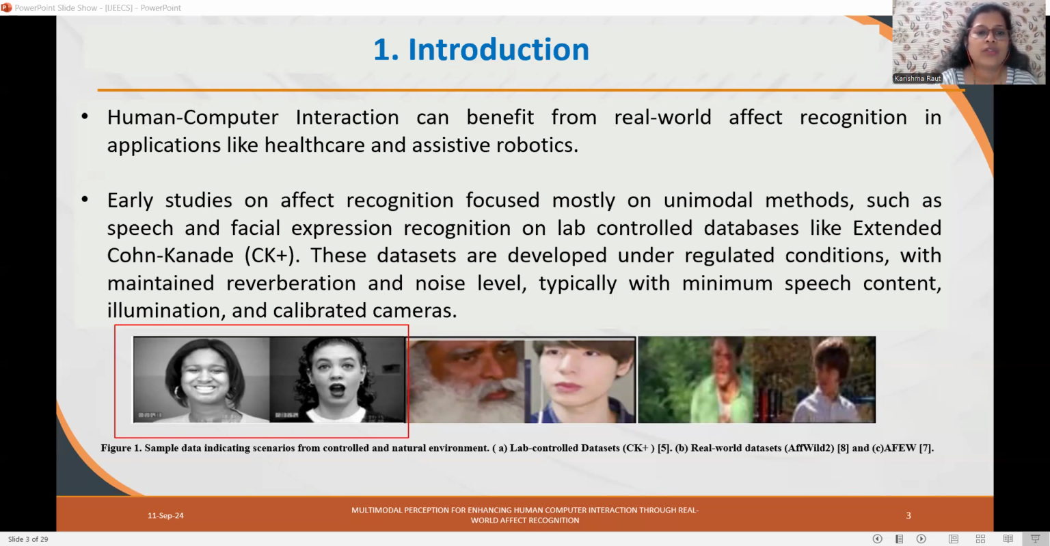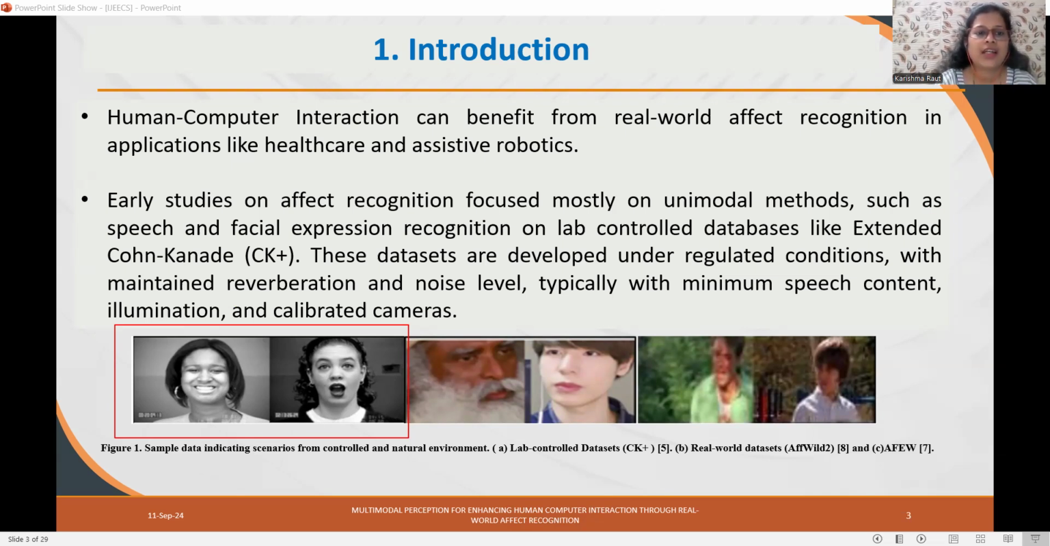The audio and video signals non-intrusively explain how humans express themselves through facial reflections and speech in reaction to occurrence of an emotion. Early studies on affect recognition focused mostly on unimodal methods such as speech and facial expression recognition on lab-controlled databases like Extended Cohn-Kanade, more popularly referred to as the CK+ dataset.